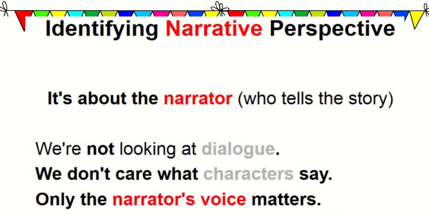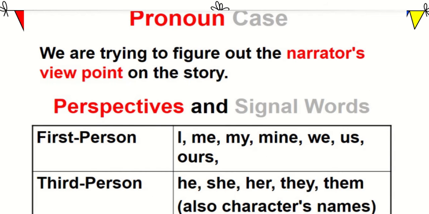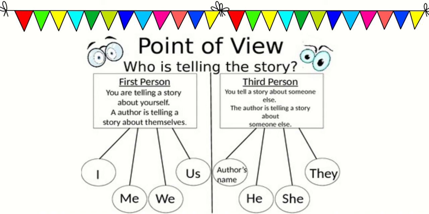We're not looking at dialogue. We do not care what the characters say. It's only the narrator's voice. So we're trying to figure out the narrator's viewpoint on the story. Again, let's look at the pronouns. First person: I, me, mine, we, us, ours. Third person: he, she, her, they, them. Also characters' names.